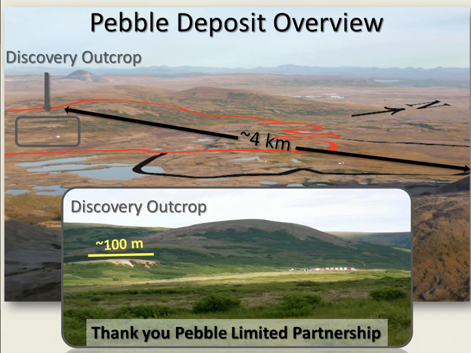Here's an overview of the Pebble deposit looking to the northwest. The deposit is around 4 kilometers wide and outcrops in the west, but is covered by glacial deposits and younger volcanic rocks to the east. The discovery outcrop is only about 100 meters long, and so the porphyry copper system has a limited surface expression.